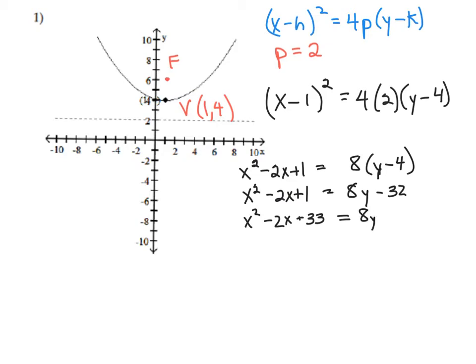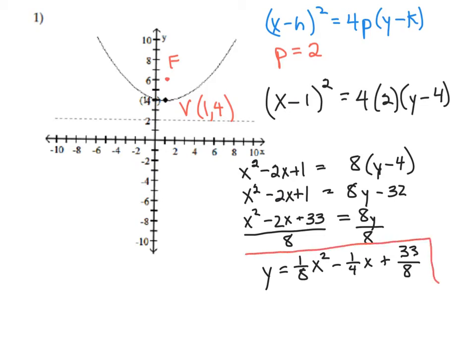And again, the only reason I'm multiplying all this out is because the directions said put our answer in standard form. So we're going to solve for y. Let's divide every term by 8 on the left and the right. So in standard form, this would be y equals 1/8 x squared minus, let's reduce that fraction, 1/4 x plus 33/8. And that would be the answer for our standard form for the equation of the parabola given in the diagram.